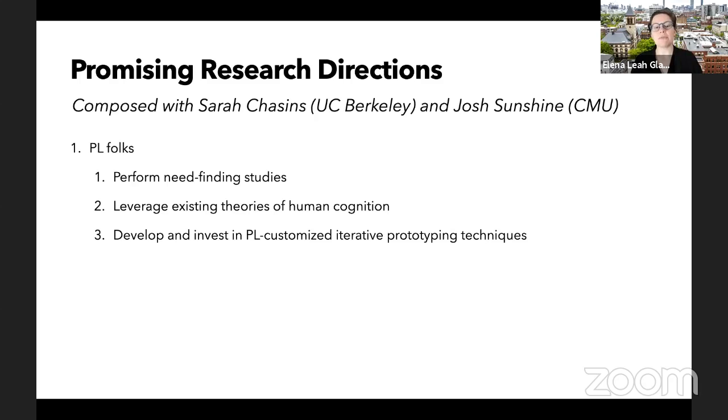I think that it would be really valuable to the PL community to invest in tools and techniques for prototyping. I know Michael Coblenz has recently published a paper, I think actually at this conference, on various evaluation techniques for languages that I believe could also be used for prototyping.